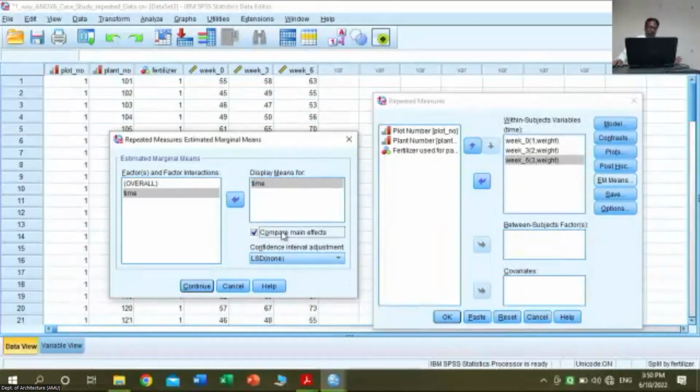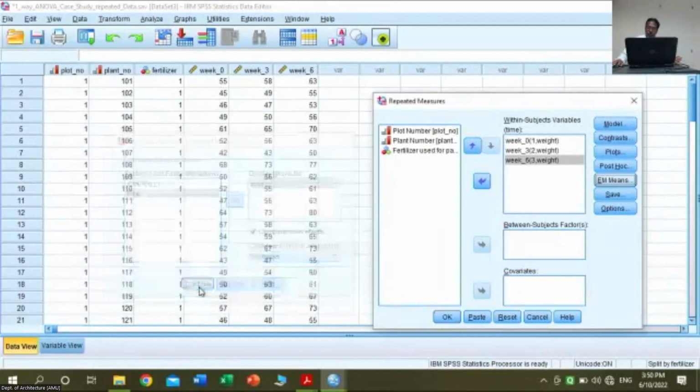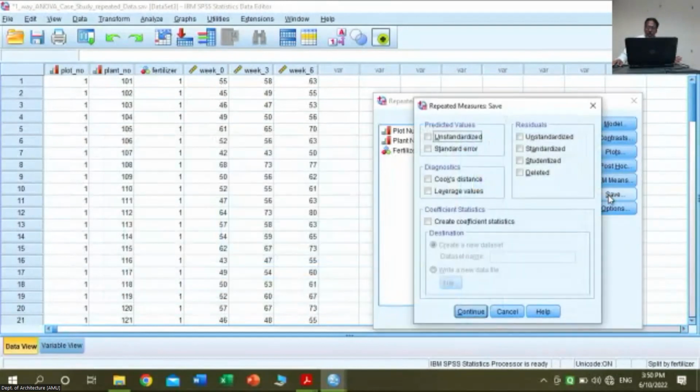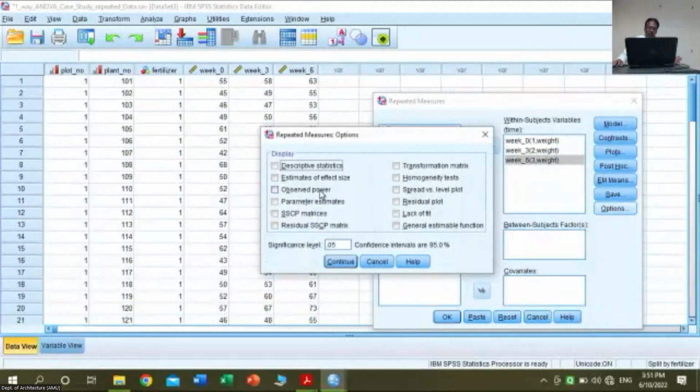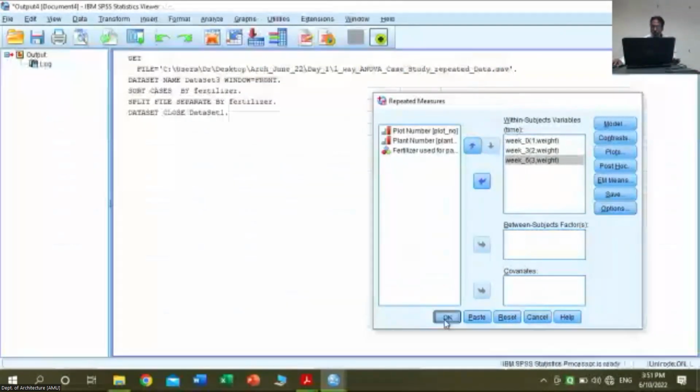So select Compare main effects, and here for confidence interval adjustment, take the Bonferroni. Select this one and continue. Now select the Save option, and here nothing is to be selected, and finally select Options, and here you can select descriptive statistics and estimates of effect size. Here we only need two options, descriptive statistics and estimates of effect size. You can select some other options also, like the homogeneity test, homogeneity of variance. It will already be displayed in the output. Then continue and then OK.